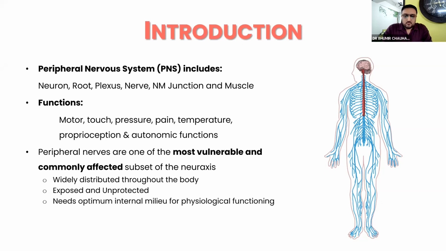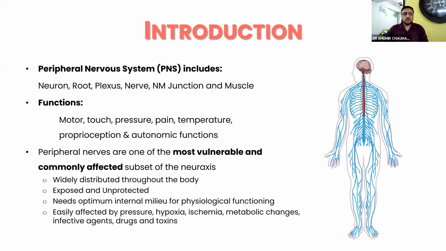Next, nerve physiology is very meticulous and very dynamic, and it requires an optimum internal environment for its normal physiological function. Nerves can be very easily affected by external pressure, oxygen and blood depletion, that is ischemia, metabolic changes like blood sugar changes, infections or inflammation, and drugs as well as toxins. Because of these main reasons, the peripheral nerves are a very easy target and very commonly affected in any neurological issues.